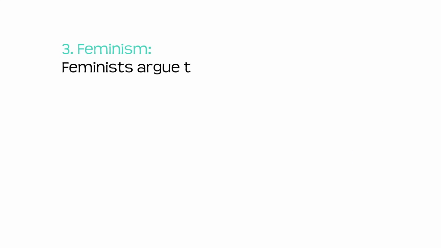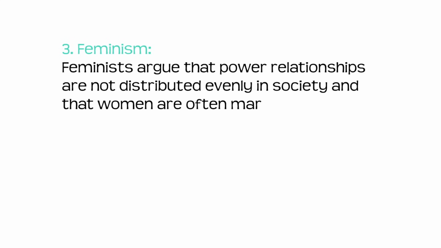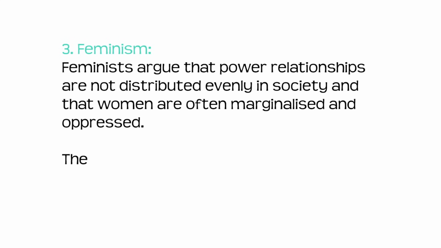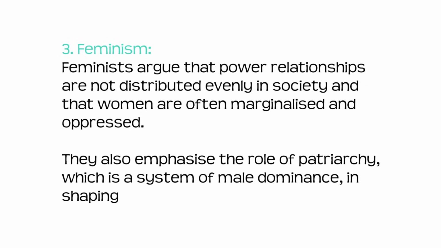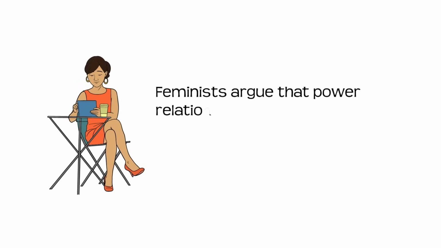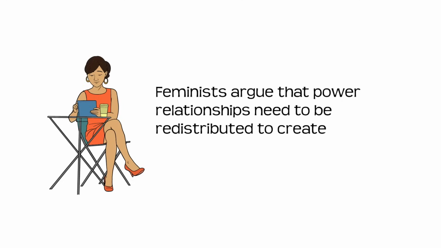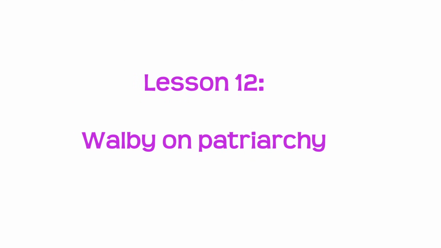Number 3, feminism. Feminists argue that power relationships are not distributed evenly in society and that women are often marginalised and oppressed. They also emphasise the role of patriarchy, which is a system of male dominance, in shaping power relationships. Feminists argue that power relationships need to be redistributed to create a more equal and just society. Lesson 12 will be on patriarchy.